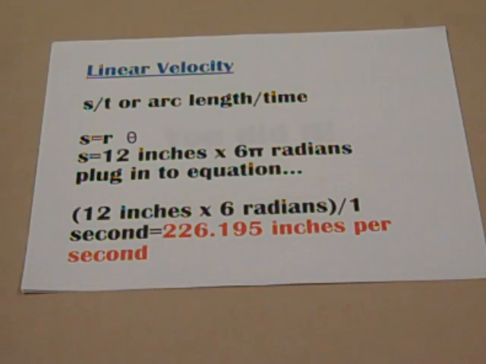Now linear velocity is given by the equation s over t. Arc length s can be found by r times theta, which is 12 inches times 6 pi radians. We can plug this in for s in the linear equation, so we have 12 times 6 pi over 1 second. Therefore, the linear velocity is approximately 226.195 inches per second. Thanks, you did it.